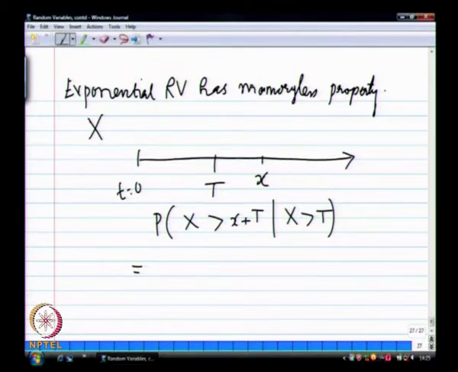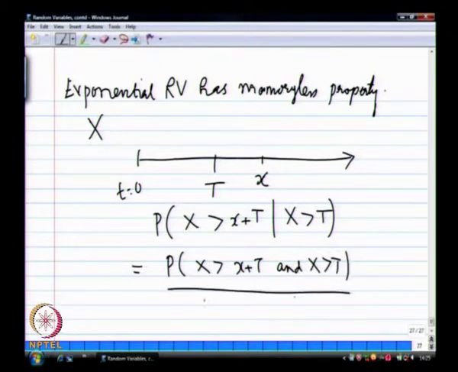So we do like before: what is the probability that x is greater than x plus t, given x is greater than t, divided by the probability that x is greater than t. So our random variable x, the event is the non-arrival of the bus, the arrival of the bus. Then you have taken x is greater than t.